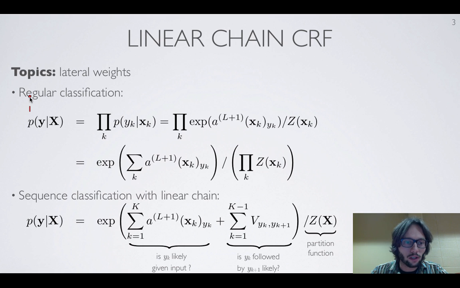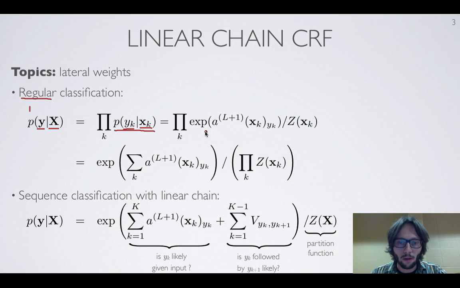In regular classification, where we don't assume there is any dependence in our model between the adjacent positions in a sequence, it means that the probability that our model assigns to a particular sequence y given a sequence of inputs x will just be the product of the probability that our neural network assigns to each label yk given its associated input xk.